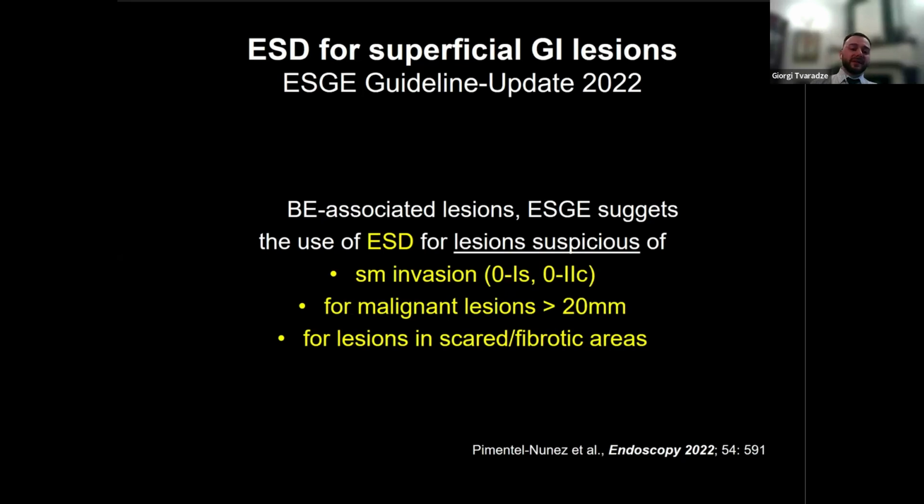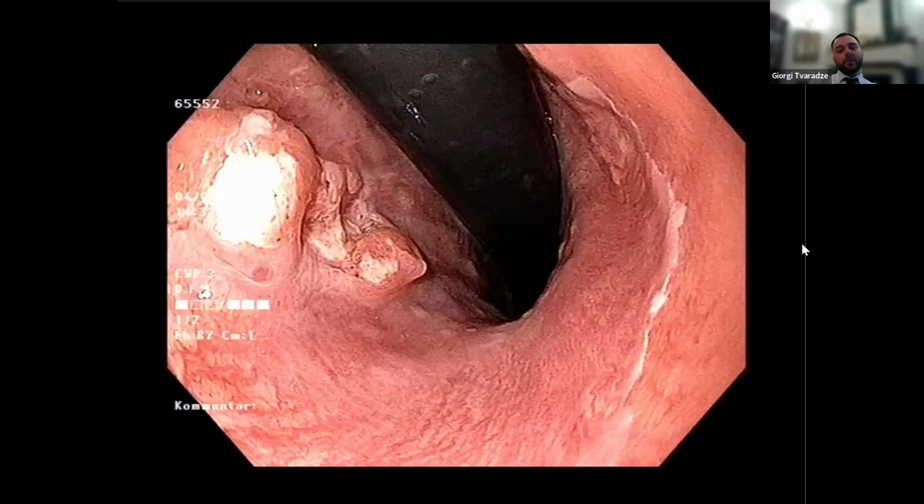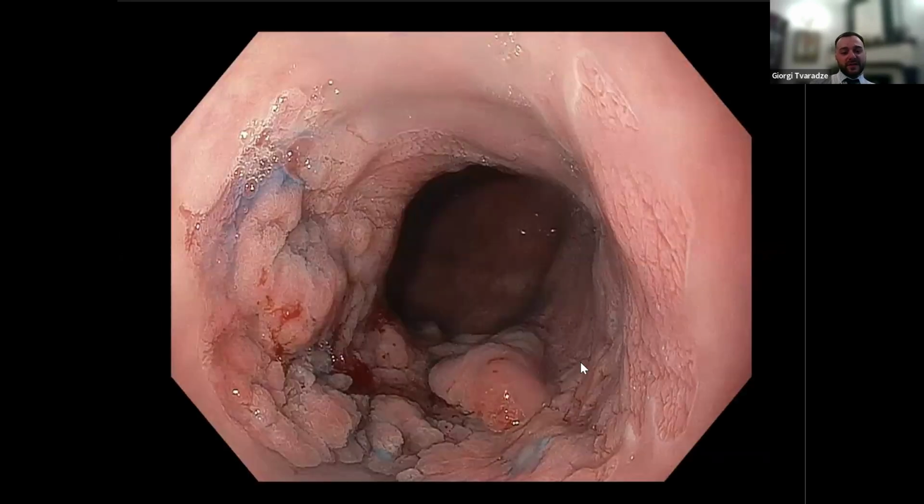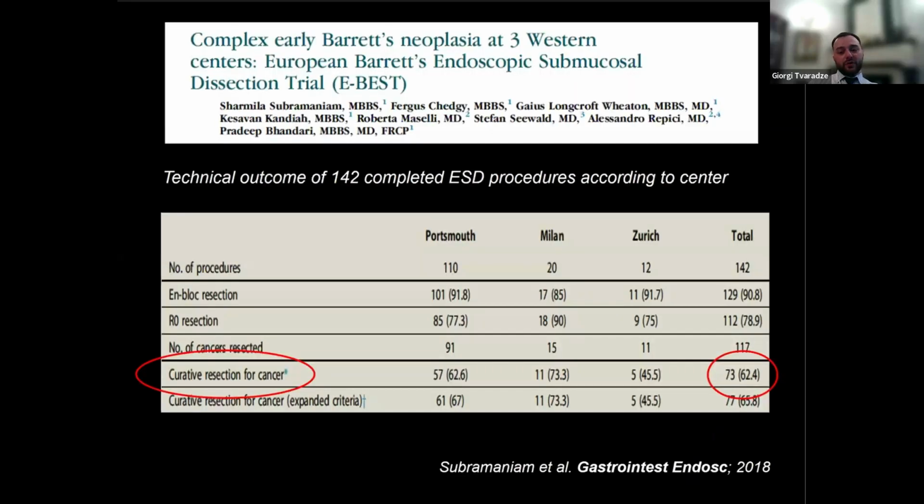Also, there is another point: nowadays we have more complicated cases and lesions. For example, you can see a lesion like this, or a big lesion like this. This is still mucosal cancer, but if you start resection by EMR, you will definitely mess up the case. This paper showed that nowadays we are able to treat these complex cases by ESD without significant complications. And we are also part of this study.